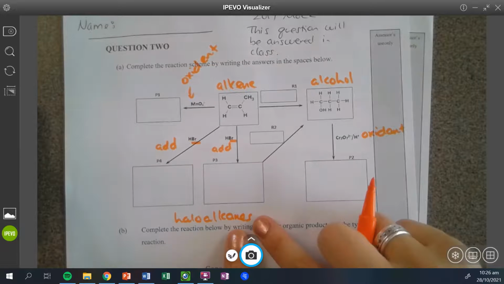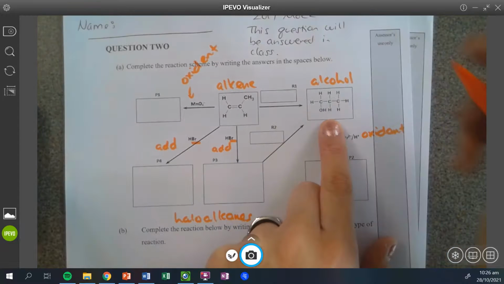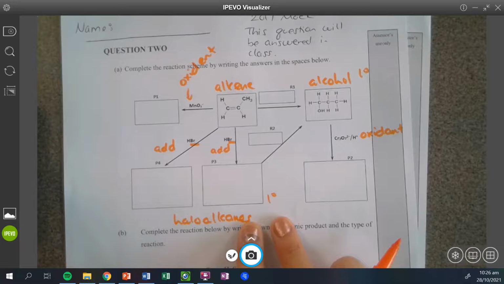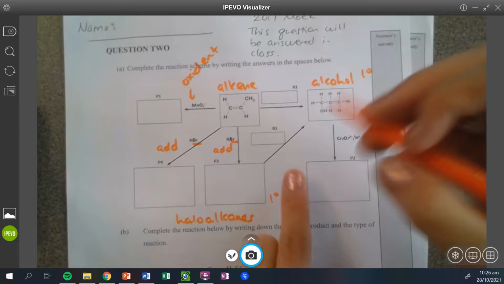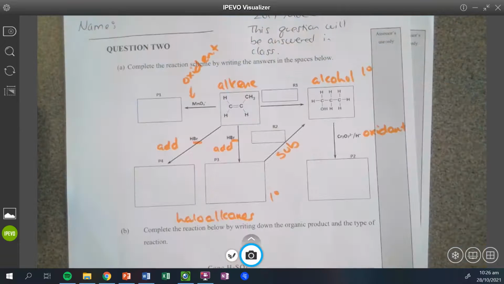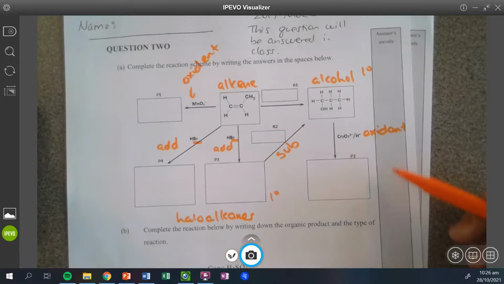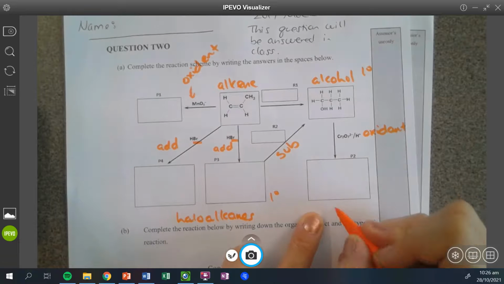The thing to remember with these haloalkanes: I see that this here is a primary alcohol, so this haloalkane must be a primary as well. That's going to help me make sure I put the right thing in the right box. The other thing I note is I'm going from a haloalkane to an alcohol, so this one's a substitution reaction. And then the last thing I look at is I go from a primary alcohol with an oxidant, and that is my carboxylic acid.